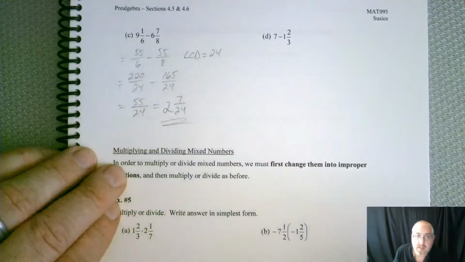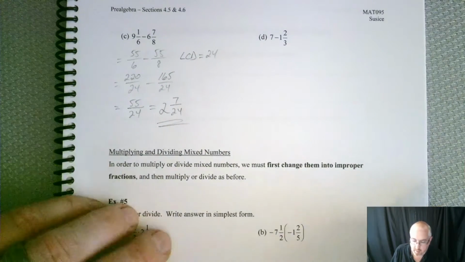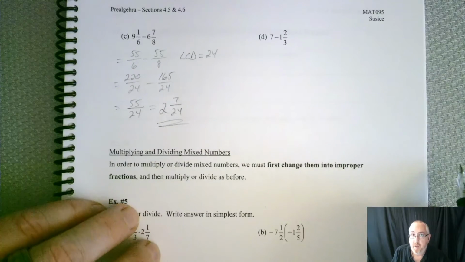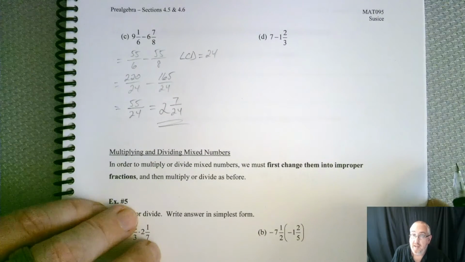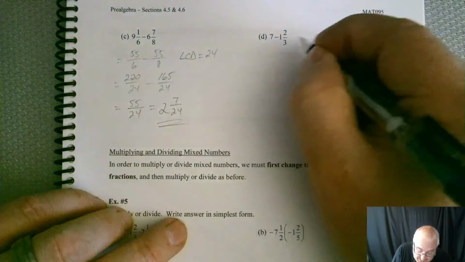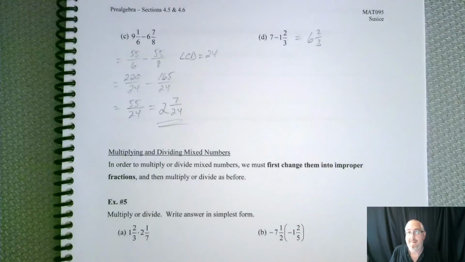So 2 and 7/24. So what about this last one? Now some of you are looking at that and say, oh, I can do this one fast. No ifs, ands, or buts. This is equal to 6 2/3. Done, right?